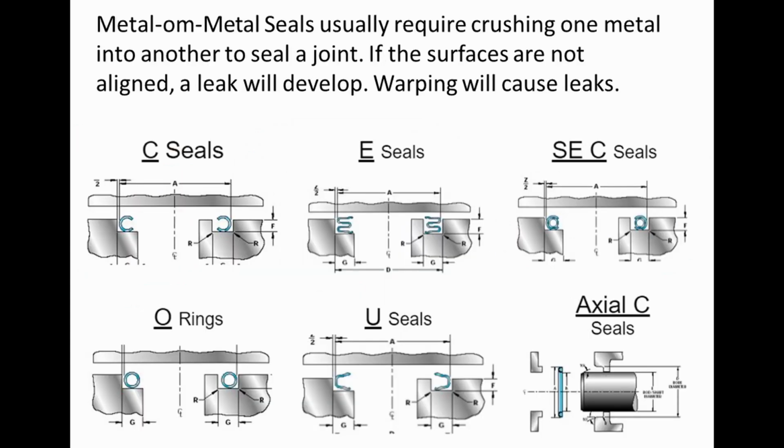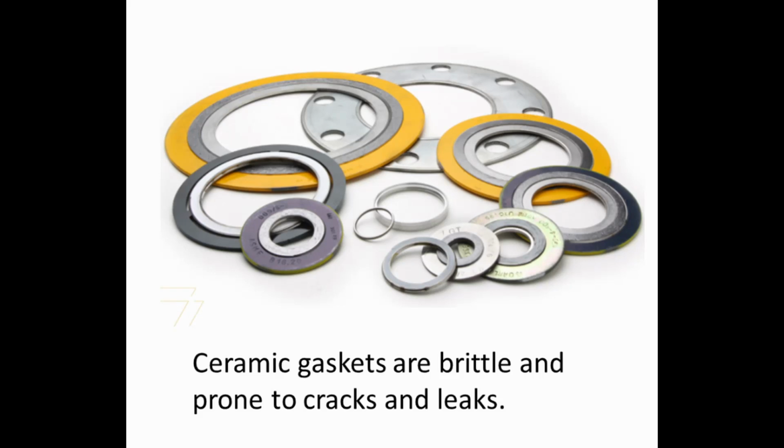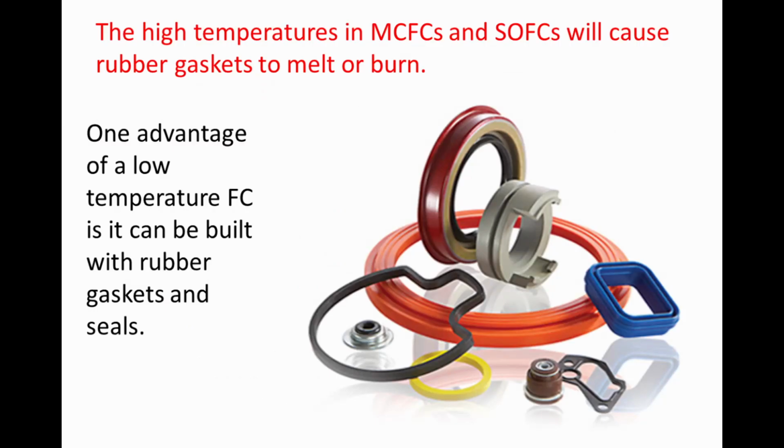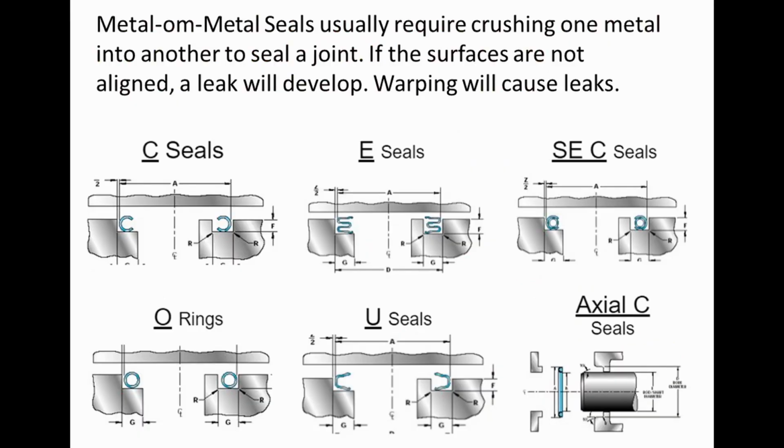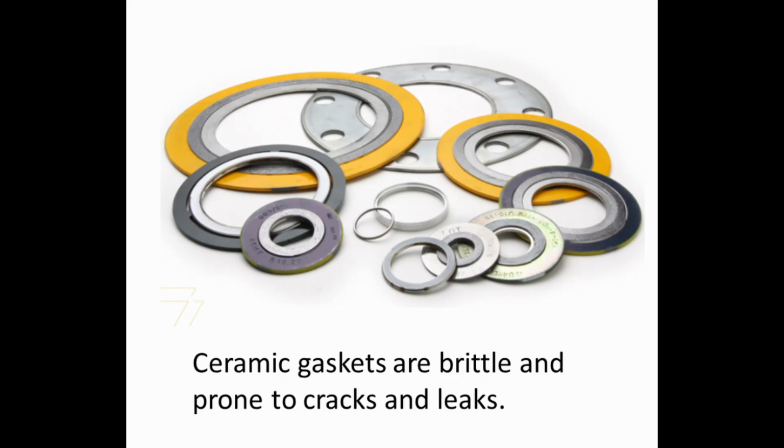The downside of high-temperature fuel cells, including MCFCs and SOFCs, is seals and gaskets. These high-temperature applications require metal-on-metal seals or ceramic gaskets. Rubber and plastic gaskets melt at temperatures seen in MCFCs and SOFCs. The problem with metal-on-metal seals is that they warp and then leak. Ceramic gaskets are prone to crack formation and leaks.